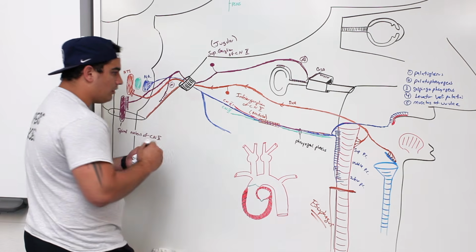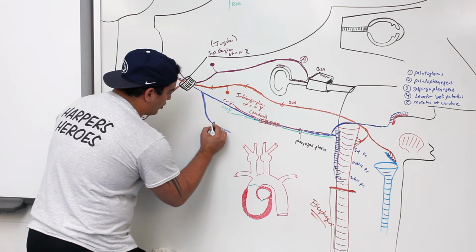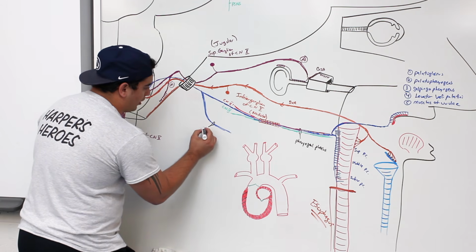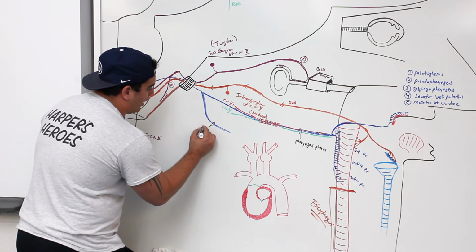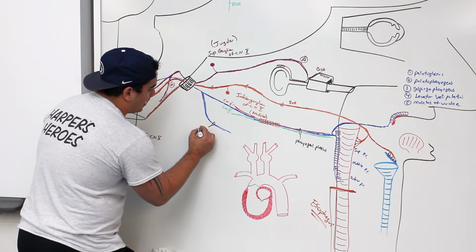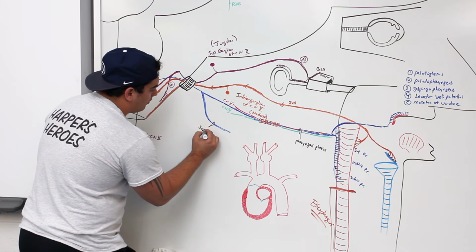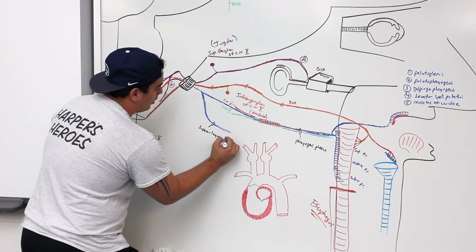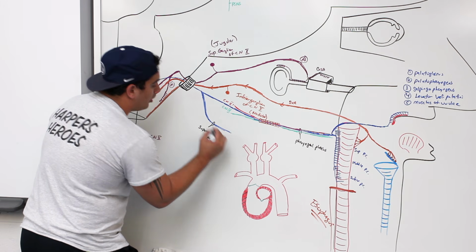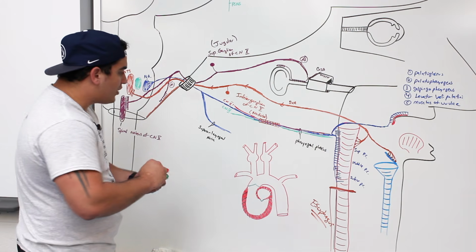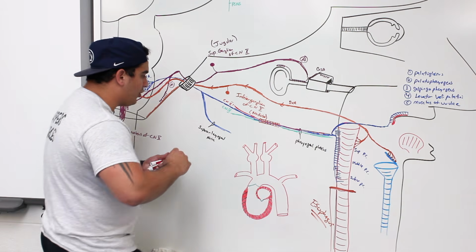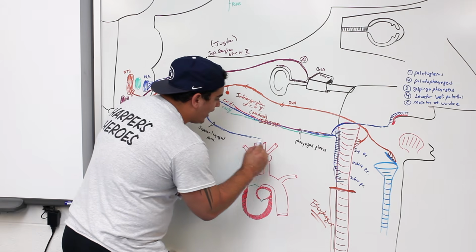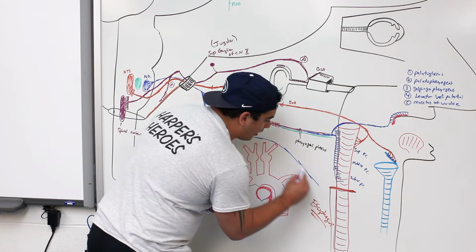This branch here is a little bit more complicated, not too much more, but a little bit interesting of a nerve. This one is actually called, specifically, the superior laryngeal nerve. What does the superior laryngeal nerve do? The superior laryngeal nerve will continue, and it'll get close to the larynx.